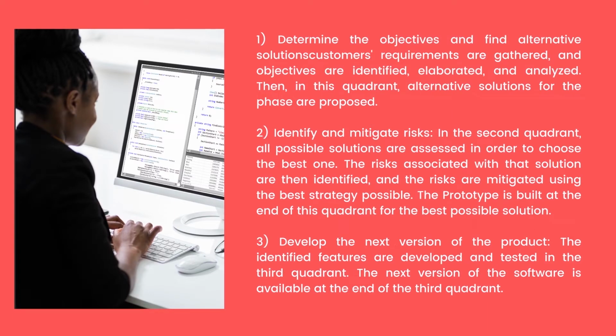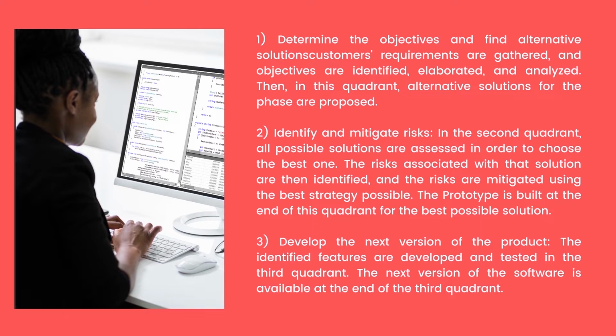1. Determine the objectives and find alternative solutions. Customers' requirements are gathered, and objectives are identified, elaborated, and analyzed. Then, in this quadrant, alternative solutions for the phase are proposed.